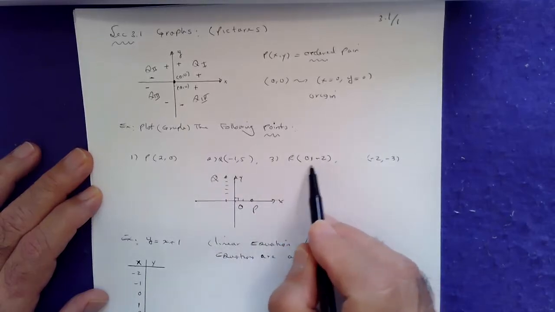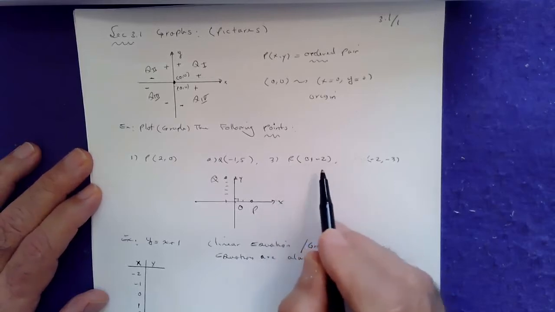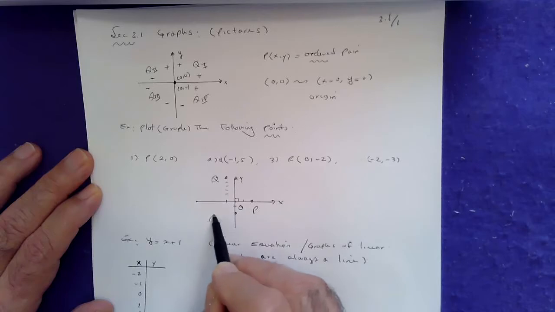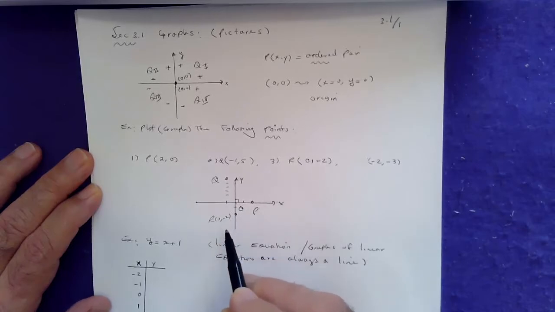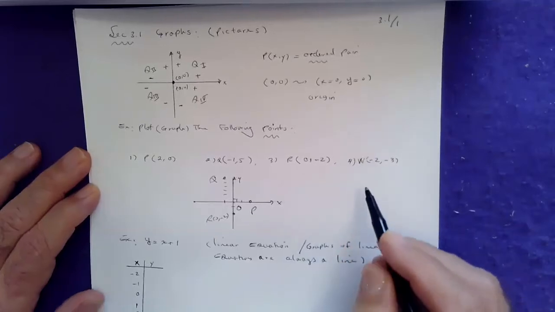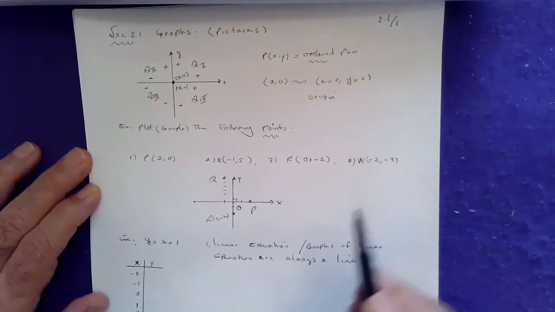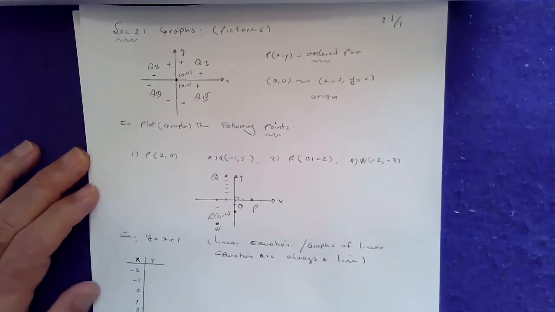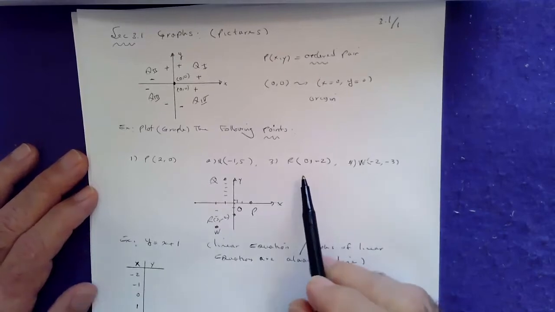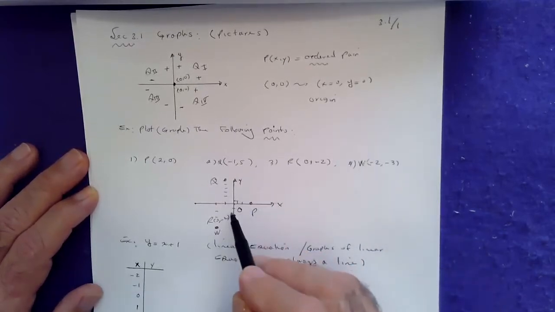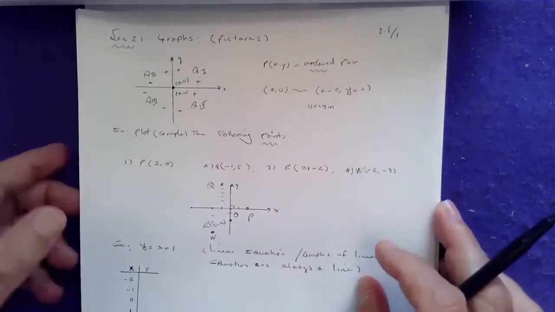R, which is 0, -2, that means what? You don't go sideways, but you go down from the origin 2 units. So that would be 0, -2. And finally, we have the point W, which is -2, -3. So you go 2 to the left and down 3, and you will be right here on the x and y axes. So remember, the representation of ordered pairs on the x and y axes are just dots, which represent points.